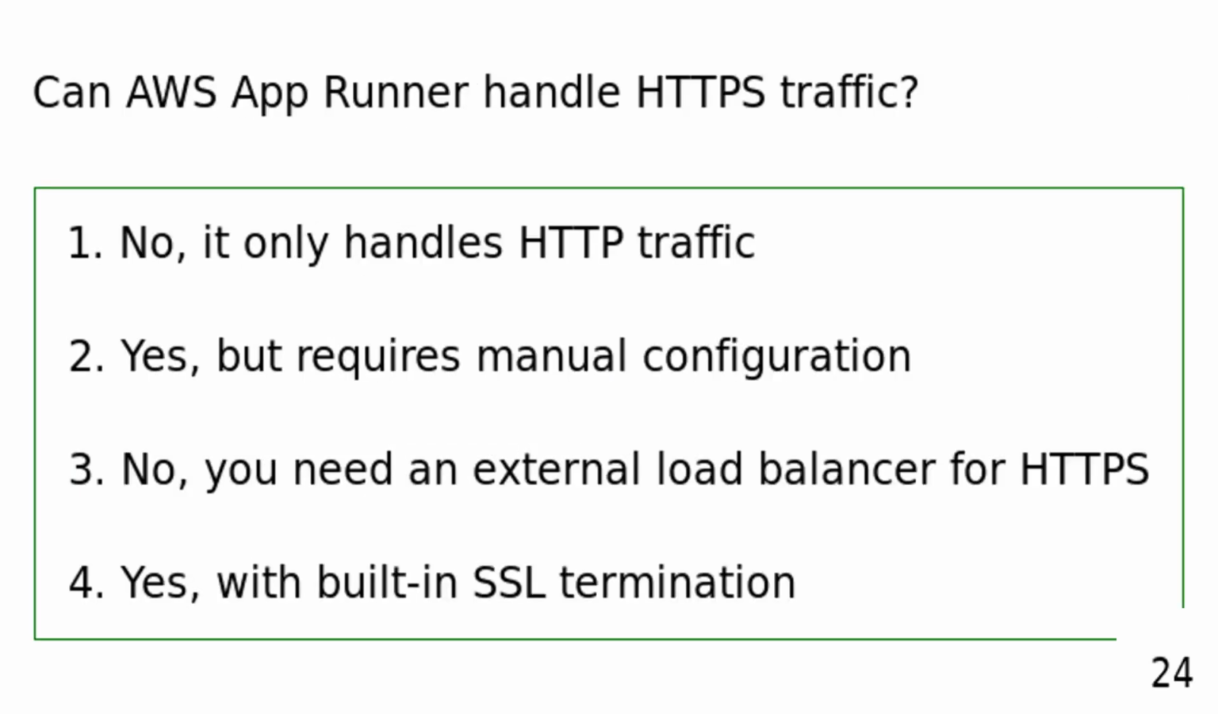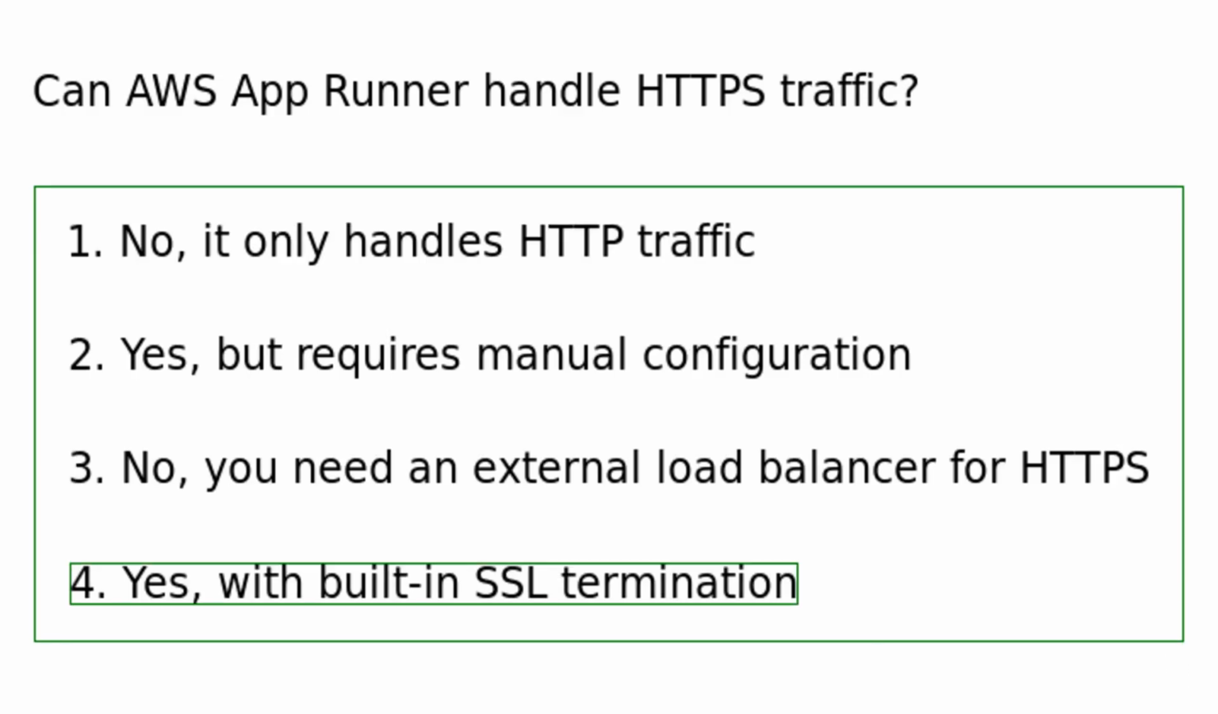Can AWS App Runner handle HTTPS traffic? No, it only handles HTTP traffic. Yes, but requires manual configuration. No, you need an external load balancer for HTTPS. Yes, with built-in SSL termination. AWS App Runner can handle HTTPS traffic with built-in SSL termination, ensuring secure communication.